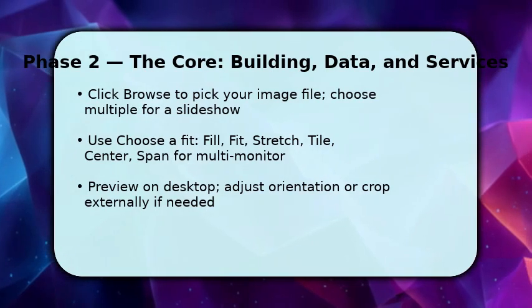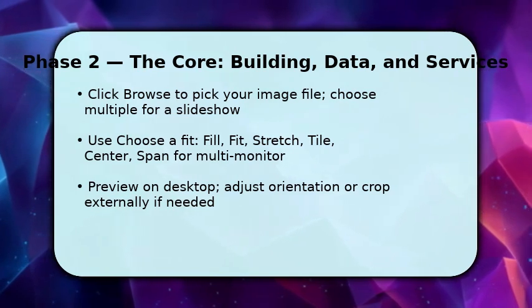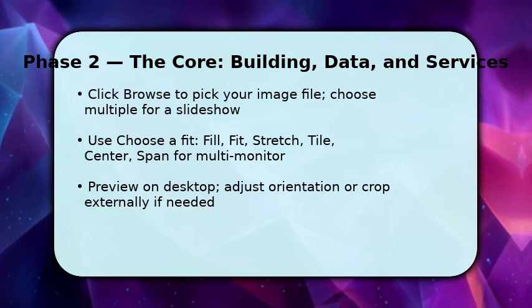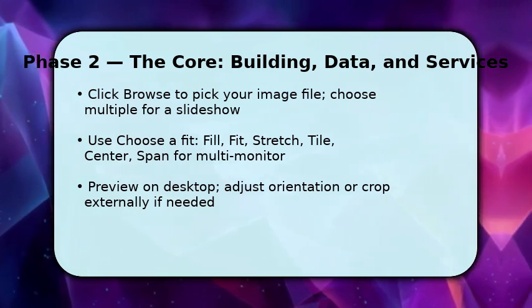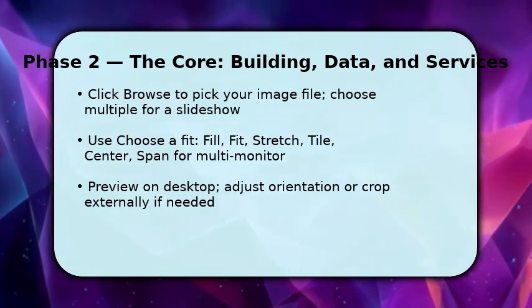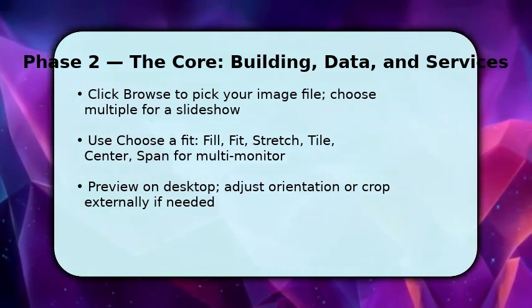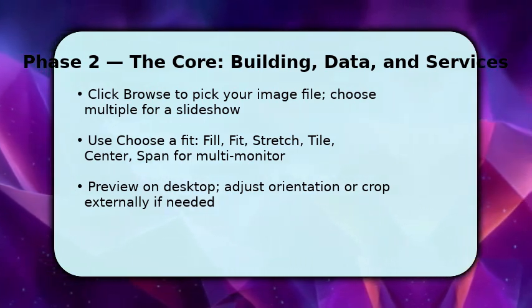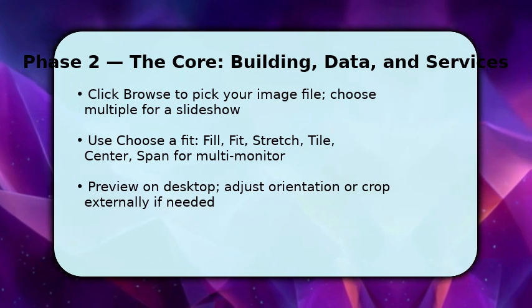Now pick the image. Click Browse and select your file, or add several if you want a slideshow. Once selected, choose a Fit, Fill, Stretch, Tile, Center, or Span for multi-monitor setups. To control how the image maps to pixels, this prevents distortion. You'll see an immediate preview on your desktop, so make adjustments.